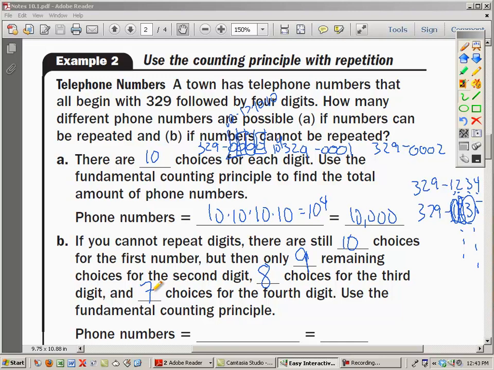So the fundamental counting principle says this is 10 times 9 times 8 times 7, which is 5,040 different combinations. All right. Now, we had 10,000 phone numbers when we can repeat numbers, and only about 5,000 when we can't repeat numbers. So that's a pretty big discrepancy, right?